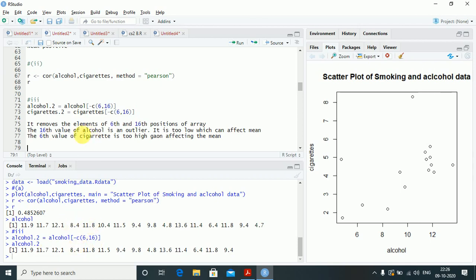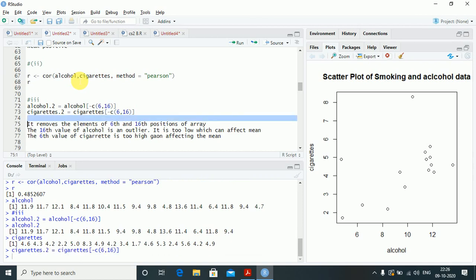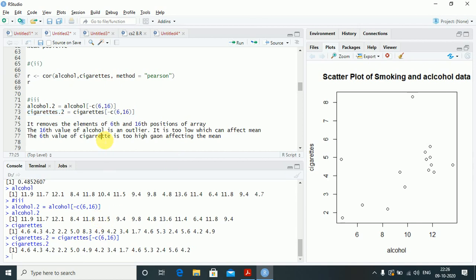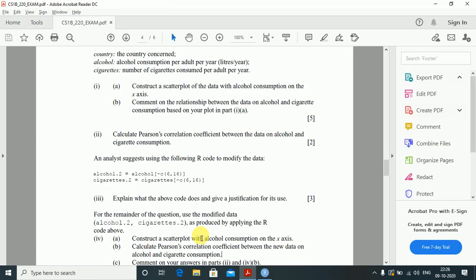Similarly, for the cigarettes, if I run just the cigarettes, and I will show now cigarettes.2 after running it. If you see, again the outlier is the 6th position of the cigarette values, which was a much higher value, in fact 8.3 out of all the data. And the last value was 4.9, which is fairly similar to the mean. So these two values have been removed to adjust the data, so that we see if there is an improvement in the correlation between them.